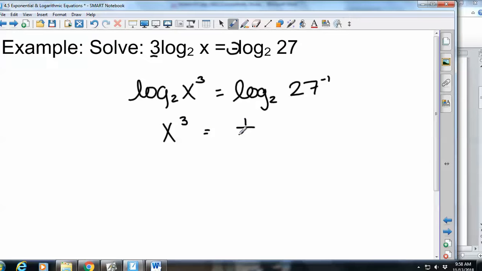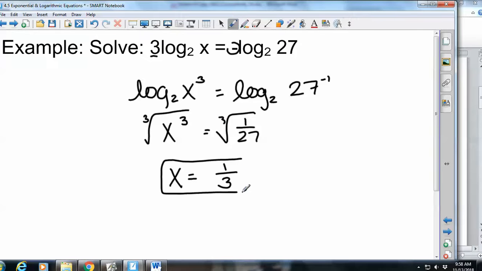equals 1/27 if you want to go ahead and take care of that negative exponent. The opposite of a cube is a cube root. So we get x to be 1/3. Okay, double check: if you plug a 1/3 in, do you have to worry about any negative arguments? Nope, so that answer is fine.